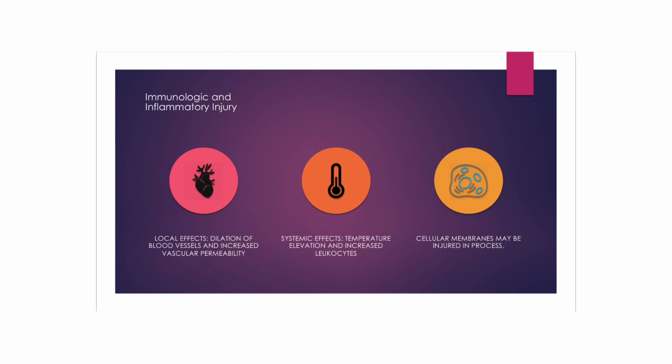So again, we talked about immunologic and inflammatory injury, local effects, dilation of the blood vessels, increased vascular permeability. So you're going to get more volume, more nutrients to that injured area. Then systemic effects, your temperature will become elevated. So whenever you see a fever, it tells you that the inflammatory response is systemic. And the systemic inflammatory response is a precursor to sepsis, just like I said before.